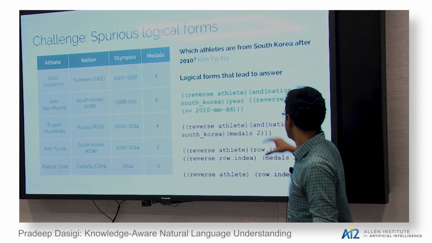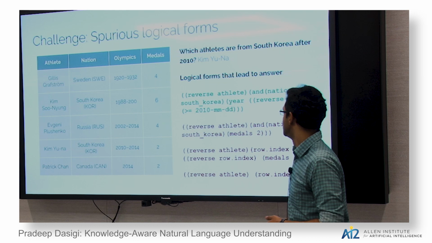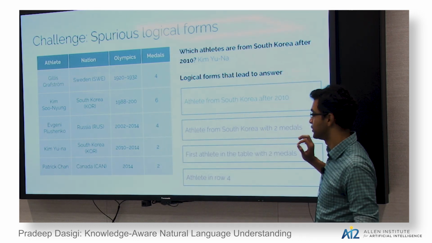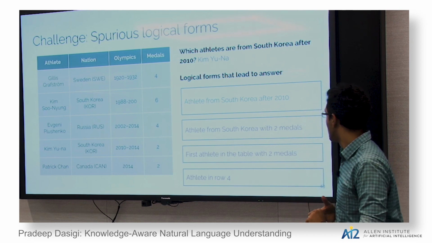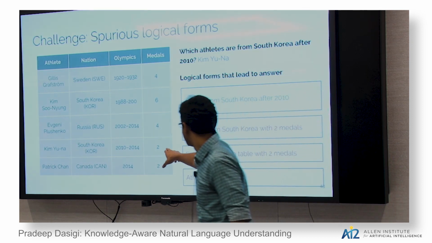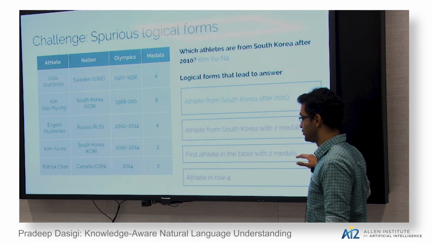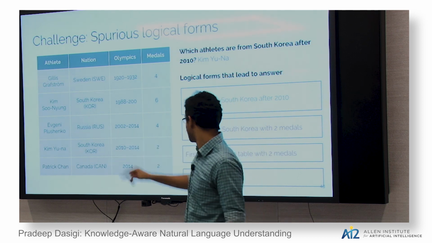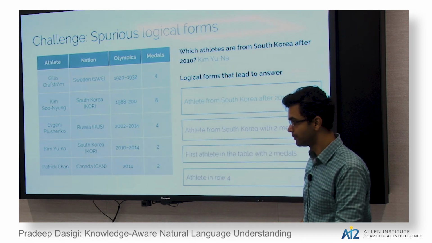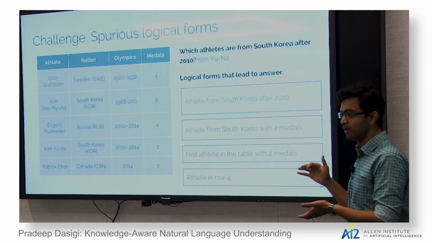So for example, these are 4 of the many logical forms that give the correct answer. Let's look at what they mean. The first one says athlete from South Korea after 2010, which is correct. And the second one says athlete from South Korea with 2 medals, which also gives the correct answer. The third one says first athlete in the table with 2 medals, which also gives the correct answer. And the fourth one says athlete in row 4, which is also the right answer. So you're trying to build a semantic parser using noisy data like this.